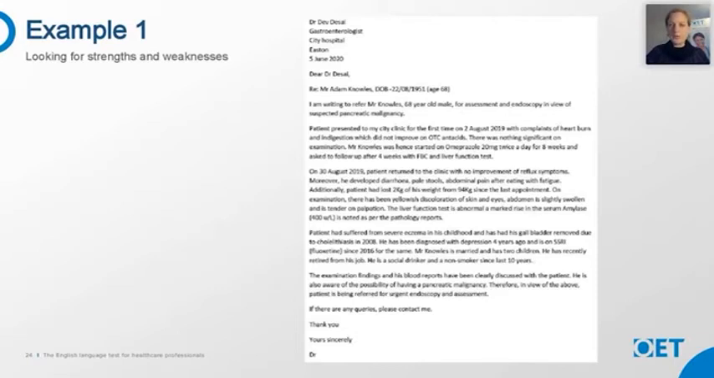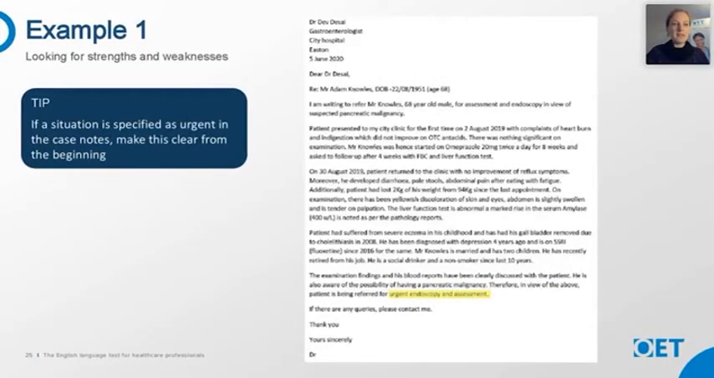That's an overwhelming majority, going for 96% at the beginning of the letter. And that's right. If the situation is specified as urgent in the case notes, then make this clear from the beginning, not at the end, like we can see in this example on the screen. All right, next question.